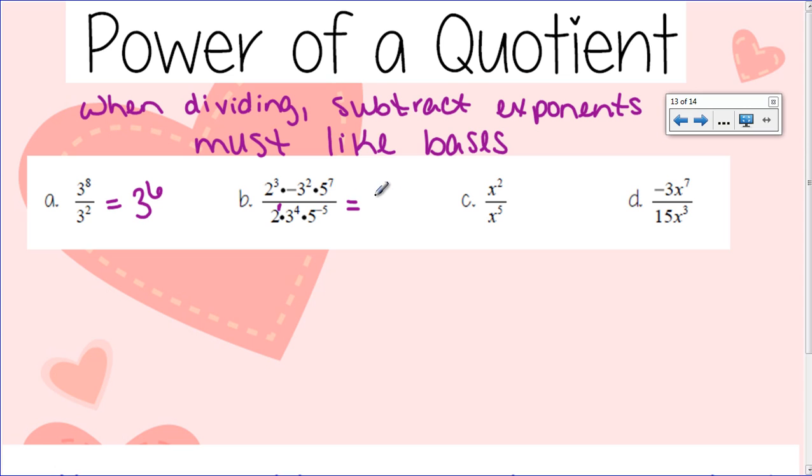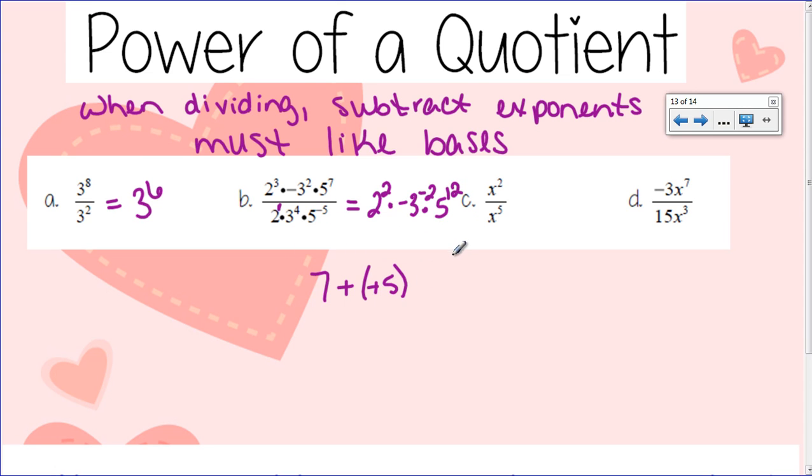So when I do my 2's, I subtract 3 minus 1 is 2, so that's 2 squared. Then when I do my 3's, it's going to be negative because when I do a negative divided by a positive, that's what happens. And then when I subtract my exponents, 2 minus 4 makes it negative 2. And then when I do my 5's, I have 7 minus negative 5. 7 minus negative 5, like this. And remember that rule means leave, change, change. So this is really like saying 7 plus 5, so it becomes 5 to the 12th.